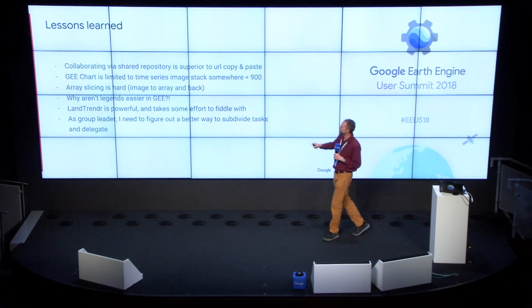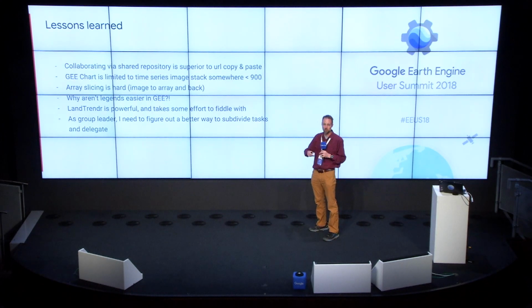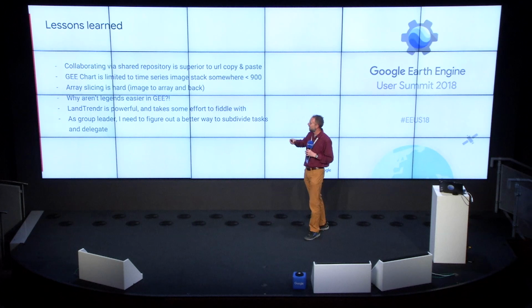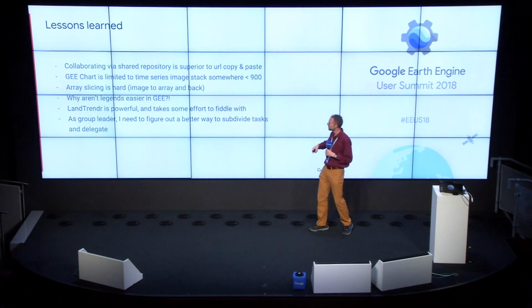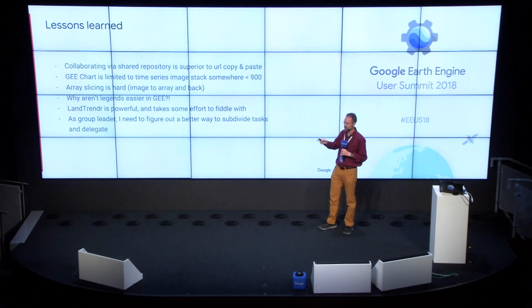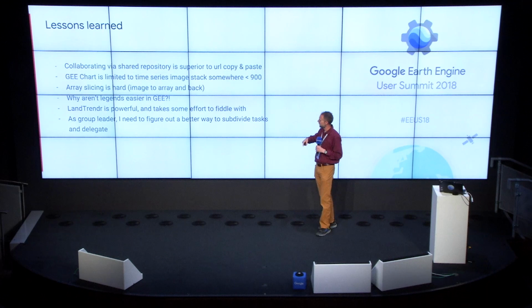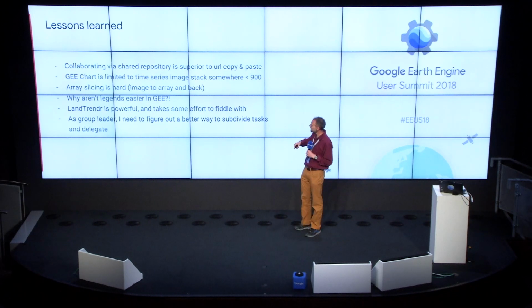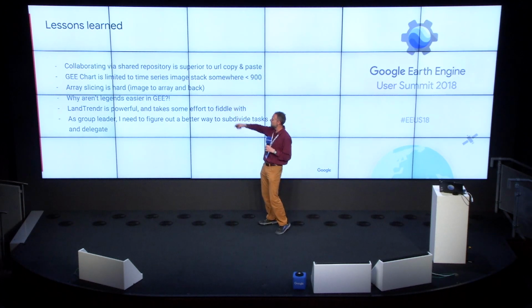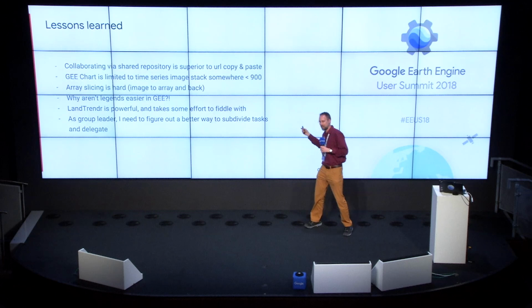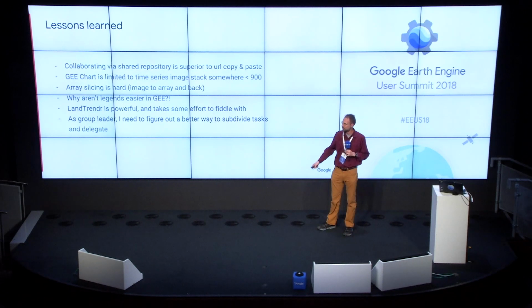A few of the lessons learned: this was my first hackathon, so it was great. Collaboration turned out to be much easier using a shared repository compared to copying and pasting URLs around. We learned a little bit about limitations for timing out with image stacks, and about array slicing and the challenges there. And of course, this question: why aren't legends easier in Google Earth Engine? If you were paying attention to the first talk, that answered it for you.